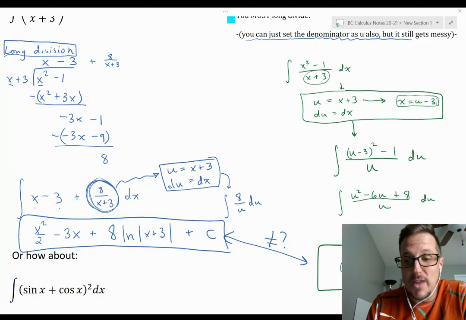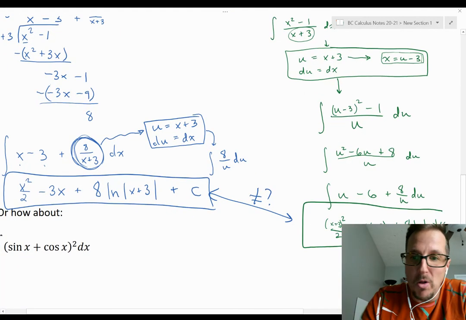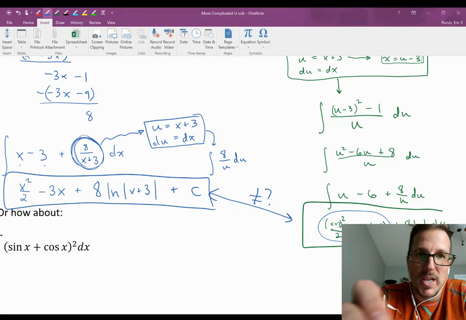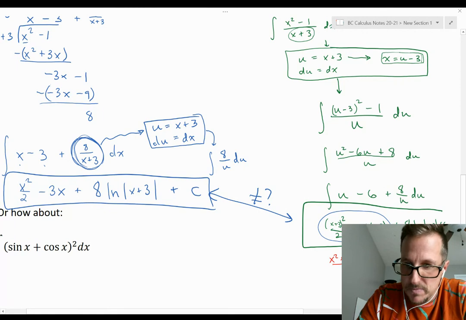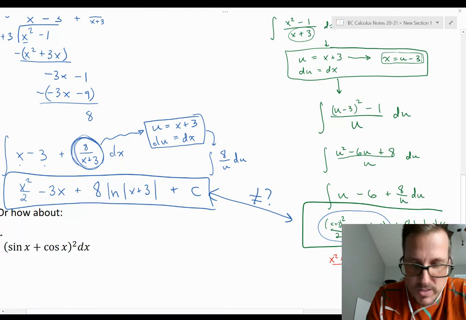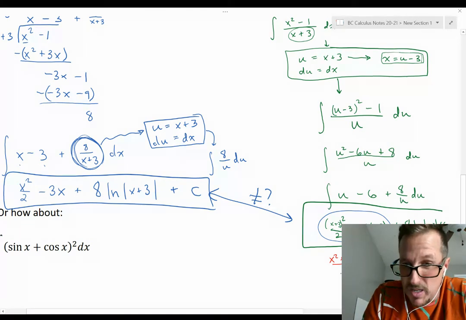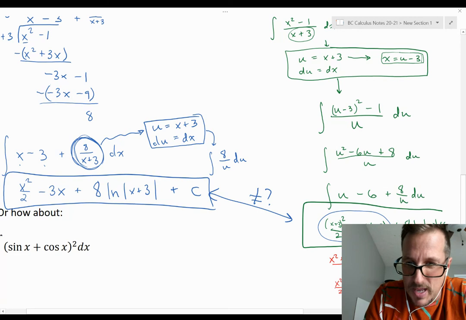Now let me tell you why they're the same. If we were to multiply out these first two terms over here, let's just look at what would happen. That would be x squared plus 6x plus 9, all over 2, minus 6x minus 18, and then the rest, the 8 natural log, that wasn't the problem. It was those first couple of terms that were the issue. So that's going to be x squared over 2 plus 3x plus 9 halves minus 6x minus 18.